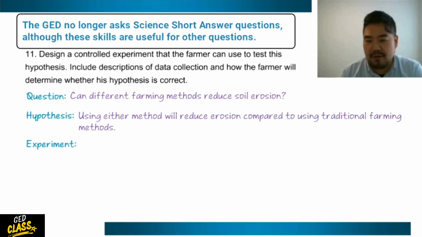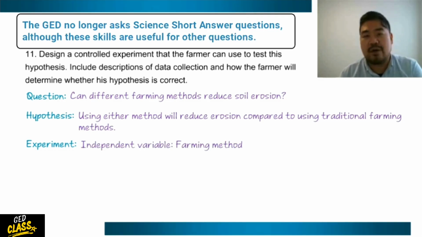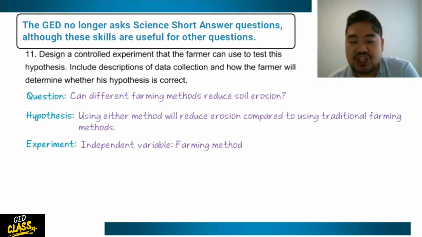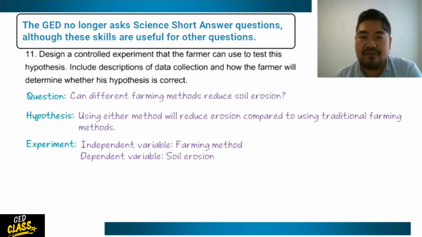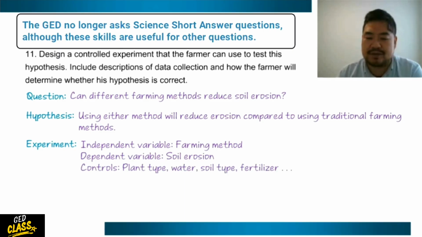So the experiment, well, how would we design this experiment? How would we actually show if using one of those newer methods will reduce erosion? Well, there are a couple things that we can do here. First, we have our independent variable. That's going to be the farming method, right? The farming method is what the farmer is going to change. Then what's the dependent variable? Measuring the soil erosion, right? How much did the soil get eroded?